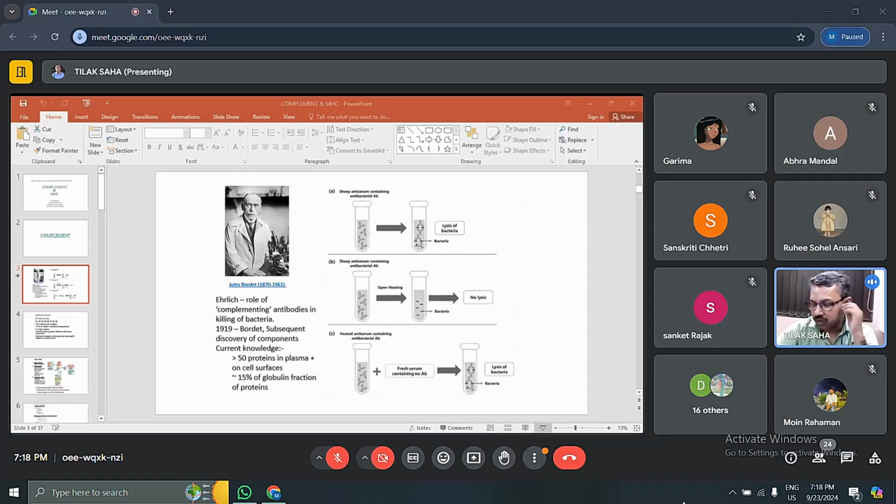I hope all of you understood this. Yes, sir. Is there any query regarding the experiment? If you have any query or confusion, you can ask.